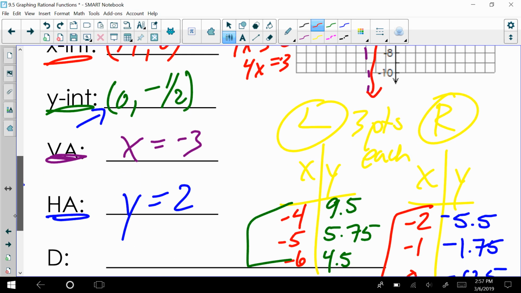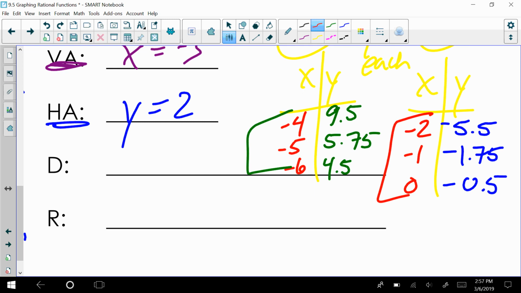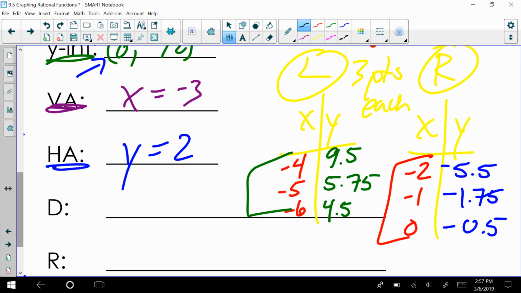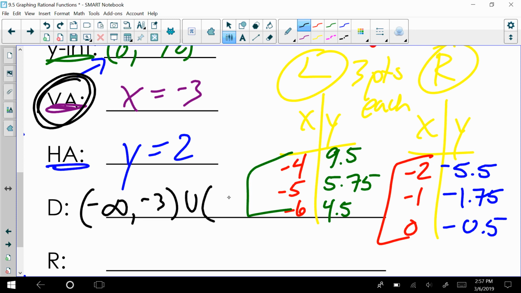Now we're almost done. The only thing we've got left is the domain and the range. The domain deals with this vertical asymptote. It should always be everything except for that. Notice how I leave it out. I know it's going to go from -infinity all the way until I get to the asymptote. Stop. And this U represents a jump. It jumps over, starts back up right where it was, almost, then it goes forever.